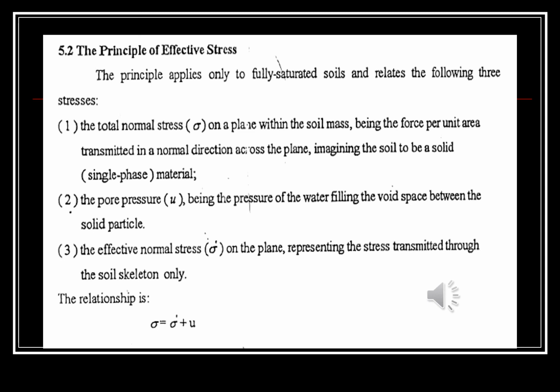Number one is the total normal stress, rho, on a plane within the soil mass, being the force per unit area transmitted in the normal direction across the plane, imagining the soil to be a solid or single phase material. Number two is the pore pressure u, being the pressure of the water filling the space between the soil solid particles. Number three is the effective normal stress, rho dash, on the plane, representing the stress transmitted through the solid skeleton only. So in this case, our relationship, we can write down the equation that rho equals rho dash plus u.